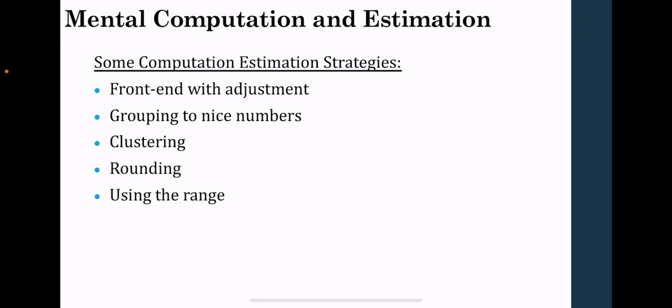So we're going to finish up section 3.2 and talk about mental computation and estimation. Specifically, we're going to talk about some estimation strategies: front end with adjustment, grouping to nice numbers, clustering, rounding, and using the range.